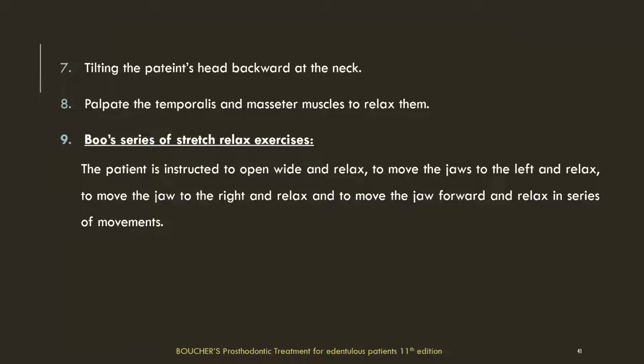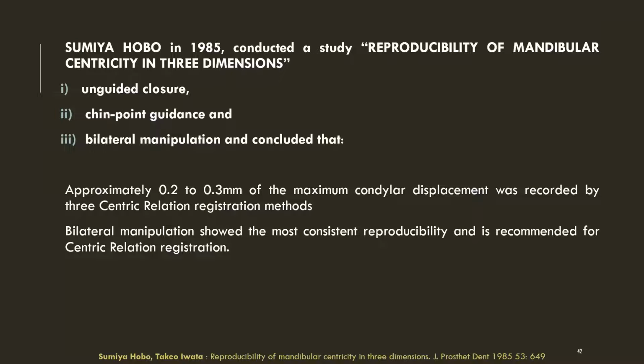Tilting the patient's head backward at the neck, palpating the temporalis and masseter muscles to relax them, and a series of stretch relax exercises. There was a study conducted by Hobo to find the reproducibility of mandibular centricity in 3 dimensions. Three different methods were used, and it showed that the bilateral manipulations had the most consistent reproducibility and are recommended for centric relation registration.